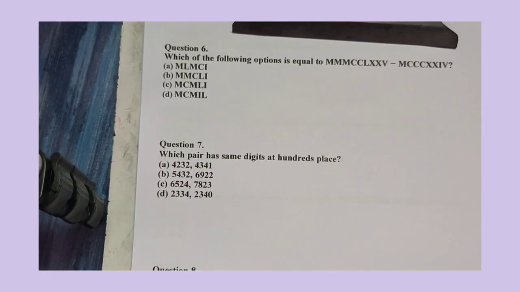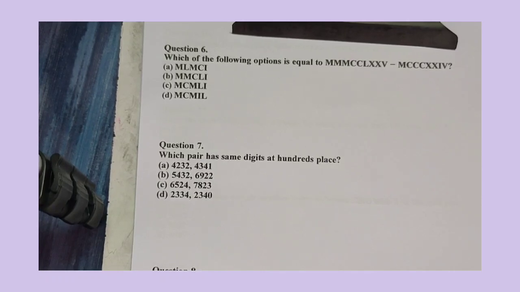Moving on to question number 6. Question number 6 says, which of the following options is equal to triple M double C L double X V minus M triple C double X I V?